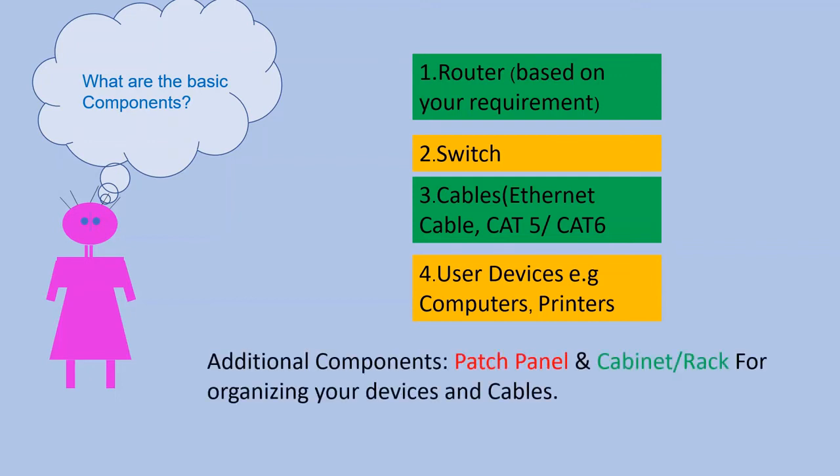In addition, you will need a patch panel. This is a device that will help you to organize your cable and make your network neat. You will also need a cabinet. This is where your router, switch, and patch panel will be placed. The cabinet can be mounted on a wall, and some big ones normally stand on the floor.